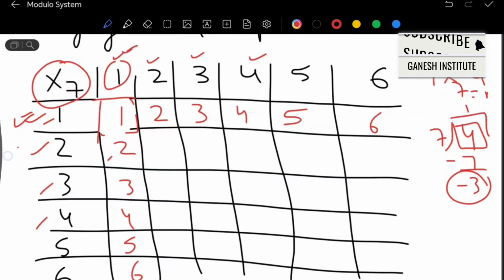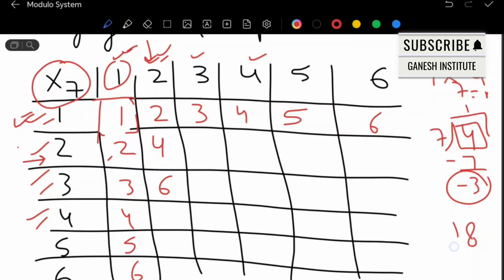Now, second row, second column. 2 2s are 4; 4 divided by 7 gives remainder 4 only. 3 2s are 6; 6 divided by 7, 6. Then 4 2s are 8. Now, 8 can be divided by 7: 7 ones are 7, the remainder is 1, so you write 1 here. Then 5 2s are 10; if 10 is divided by 7, the remainder is 3. 6 2s are 12; if 12 is divided by 7, the remainder is 5.